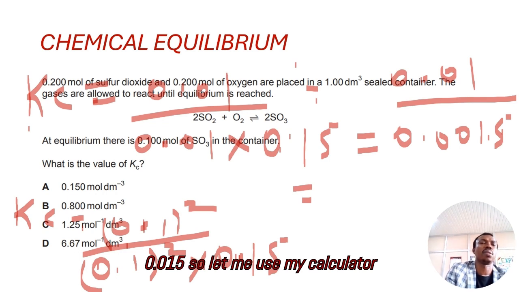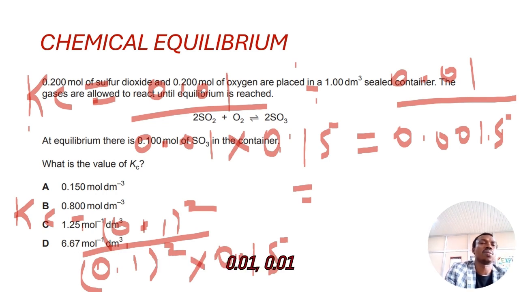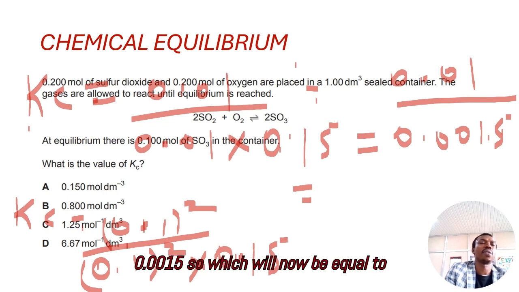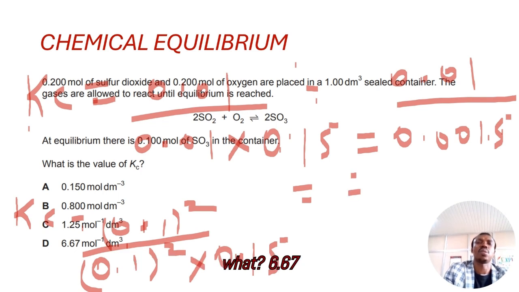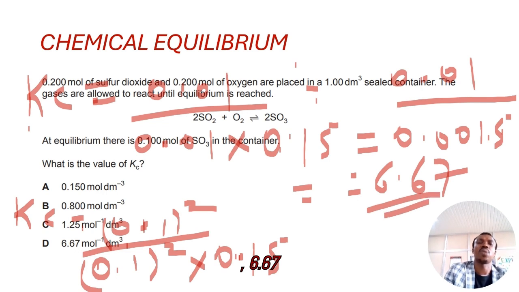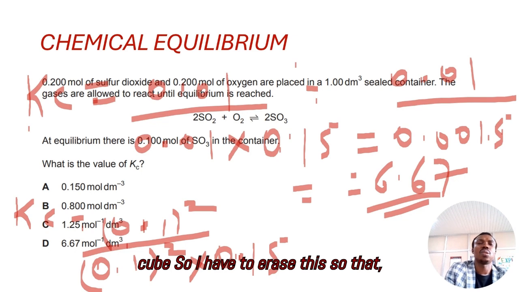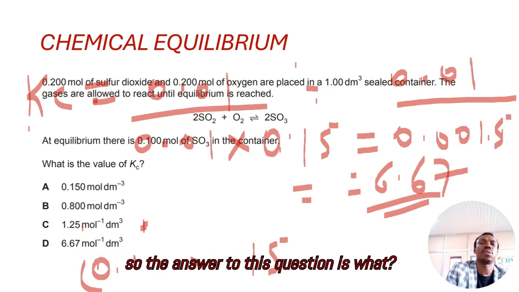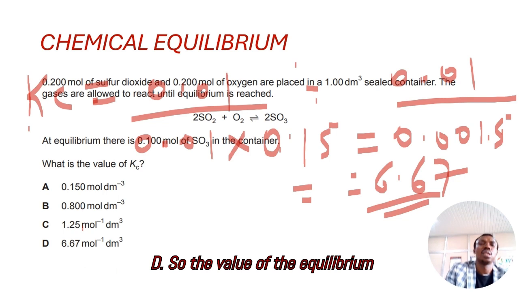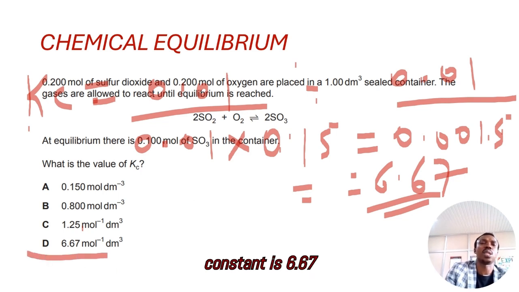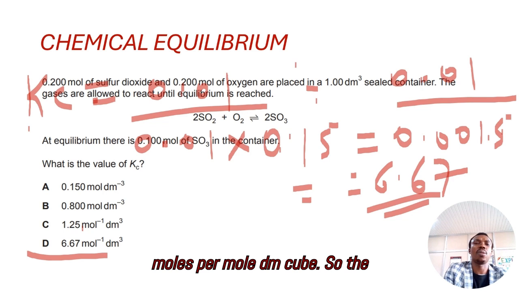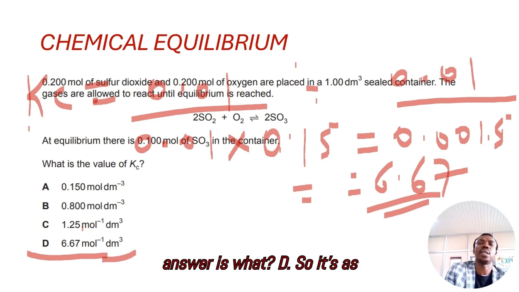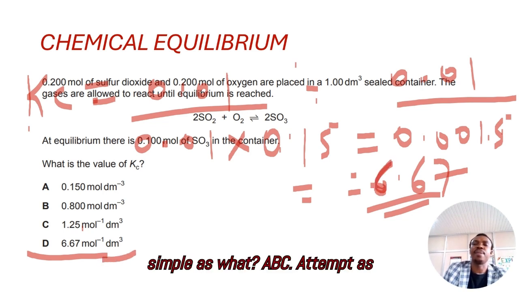Let me use my calculator. 0.01 divided by 0.0015, which will now be equal to 6.67 mole per dm cubed. So I have to erase this. The answer to this question is D. The value of the equilibrium constant is 6.67 moles per dm cubed. So the answer is D.